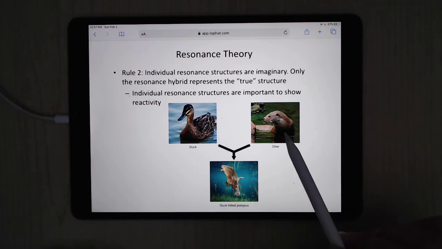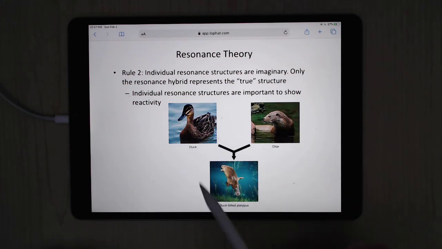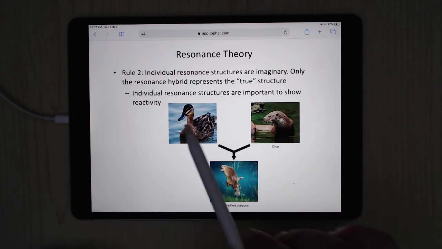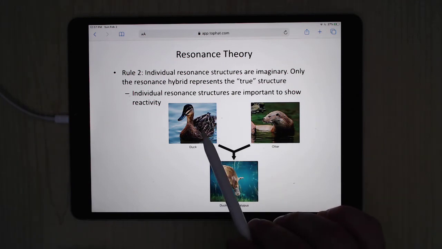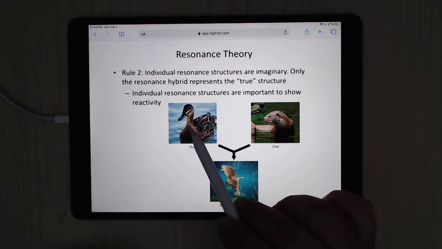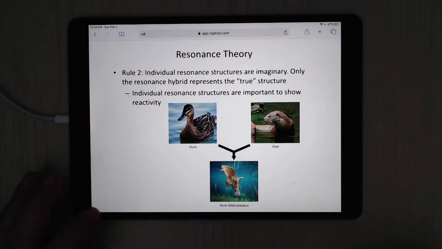But these are approximations for this weird animal here. We are more familiar with a duck and an otter than we are with a duck-billed platypus. So sometimes we can use these as proxies, but we have to keep in our head what we're really describing. So this would be one Lewis structure, this is the other Lewis structure, and this is the hybrid, because this is what's actually going on.